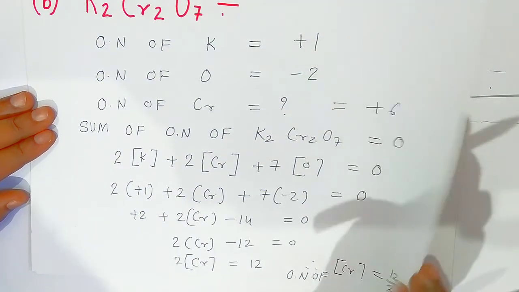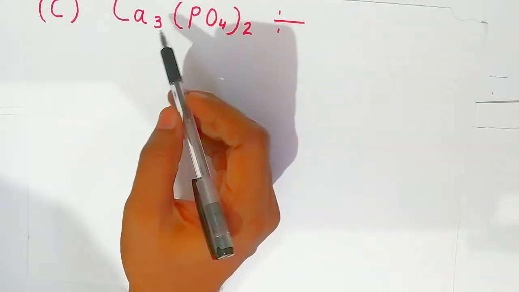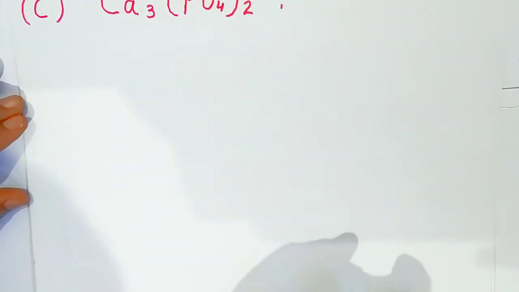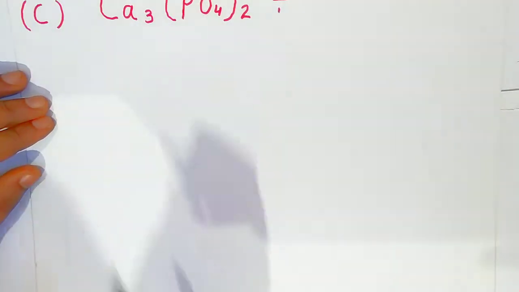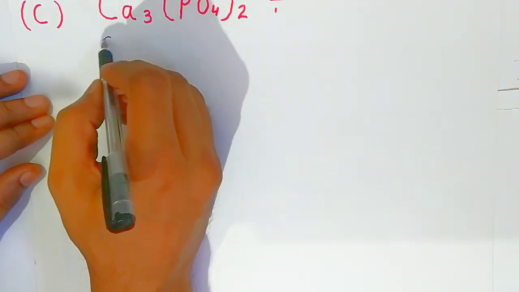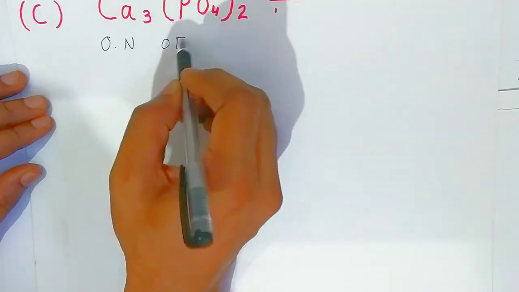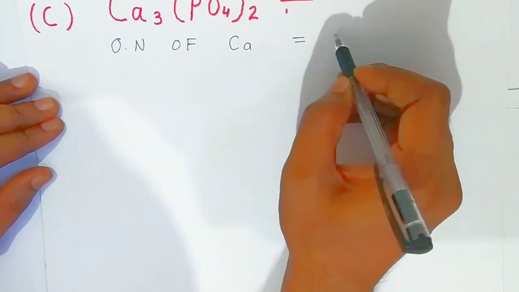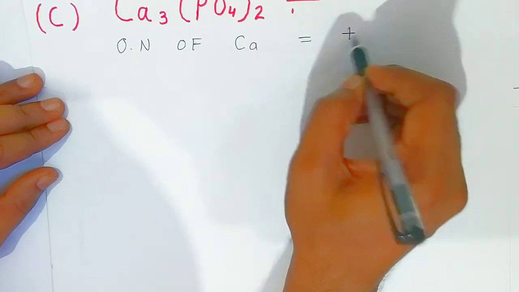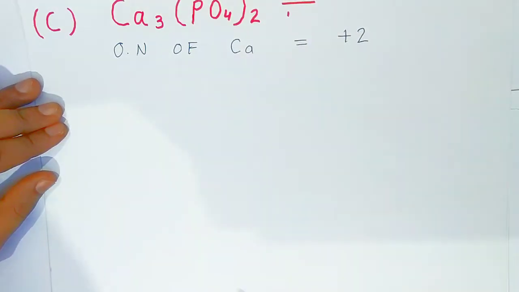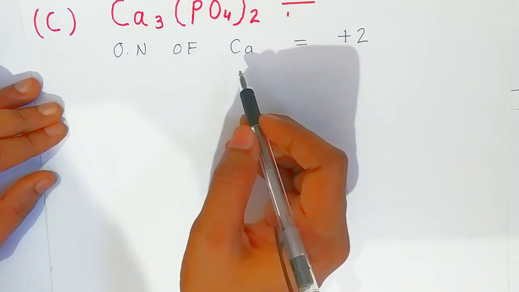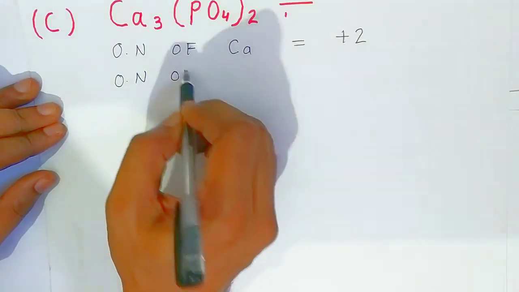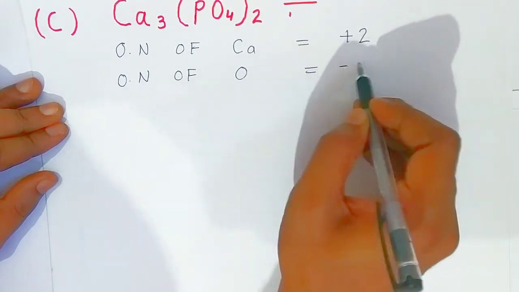Now, students, the third compound we are going to see, that is calcium phosphate. Now, students, you should know the oxidation number of calcium. Calcium is a very simple element. The oxidation number of calcium atom in this compound, we are always taking from the outermost electrons, is +2. 2 electrons are there, so +2 will be the oxidation number of calcium atom. The oxidation number of oxygen atom we are always taking as -2.